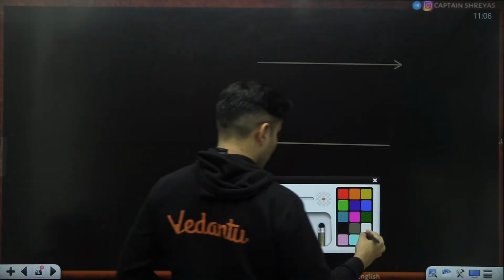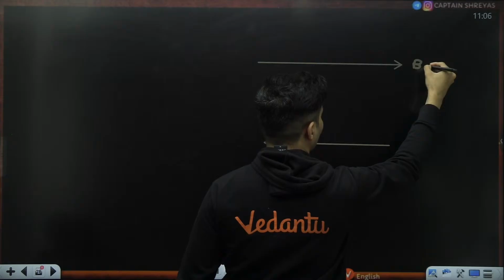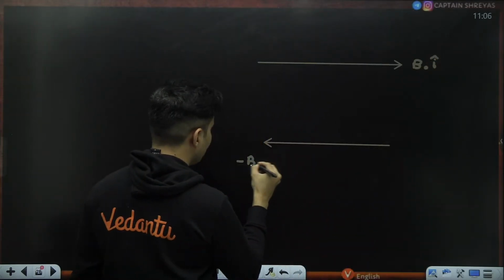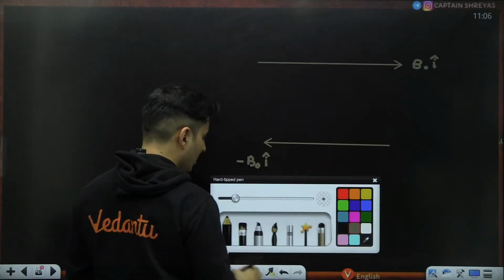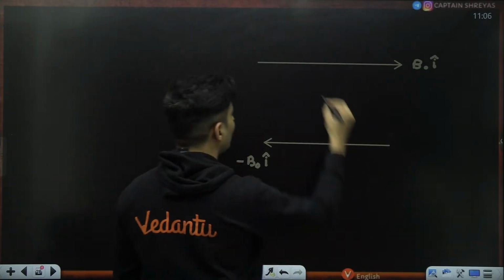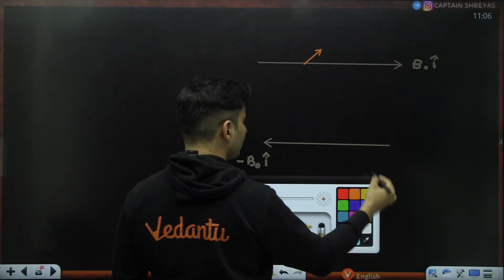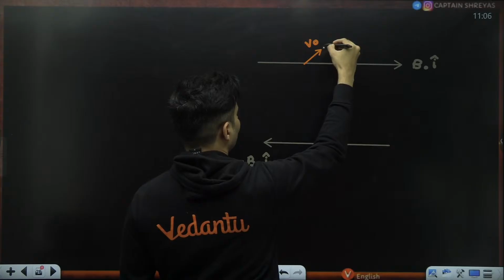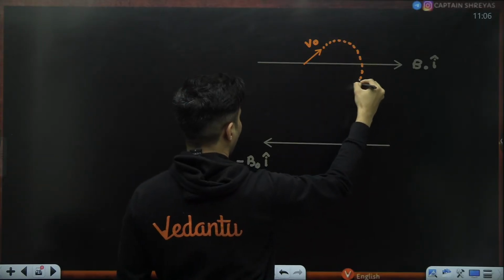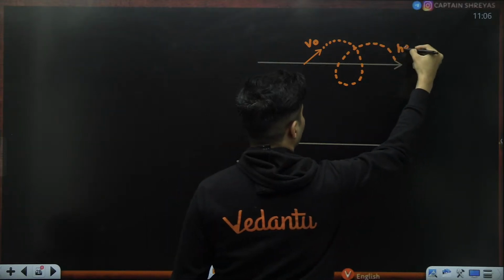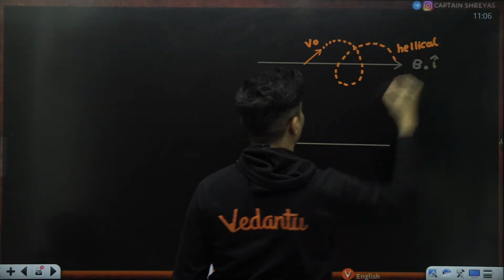So first, the magnetic field will be here, B naught i cap. Then the magnetic field will be like this, minus B naught i cap. So if you are throwing the particle like this, making some angle, let's say with V naught, it will go like this in a helical path. Yeah, it will be a helical path.